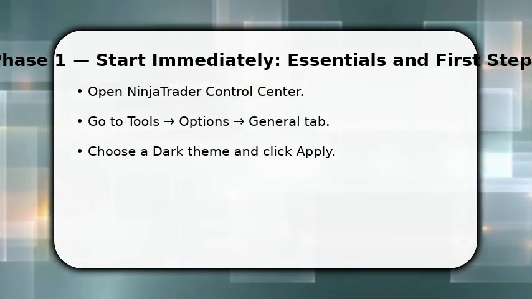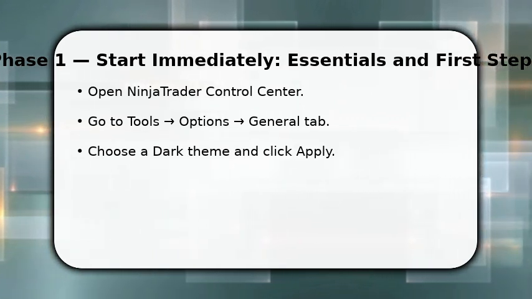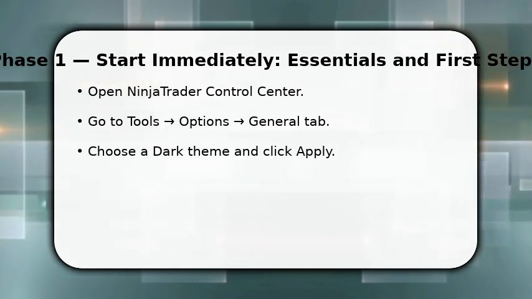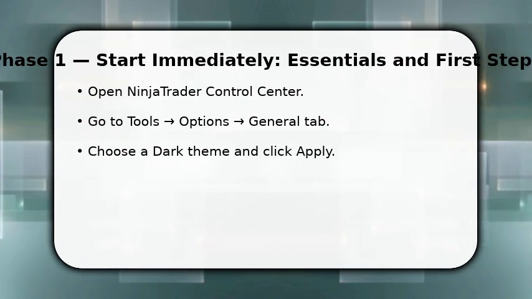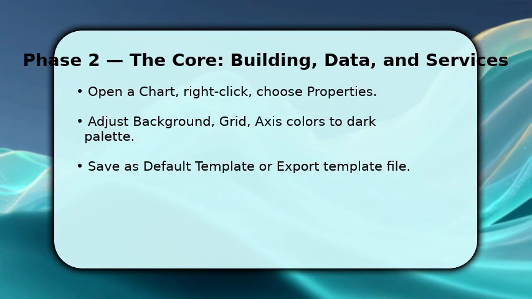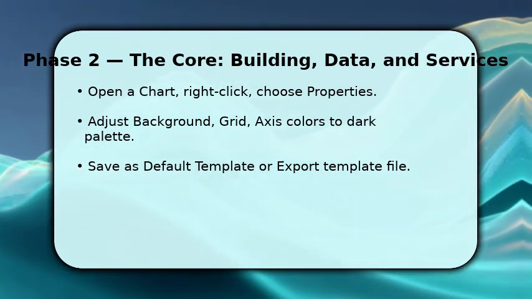Why it matters. It reduces glare and aligns chart backgrounds. If you want the full effect, keep going to Convert Charts and Workspaces so everything matches the new dark appearance. Next, open each chart and edit properties to match the dark shell. Set background, grid, candle colors, and axes to darker tones.